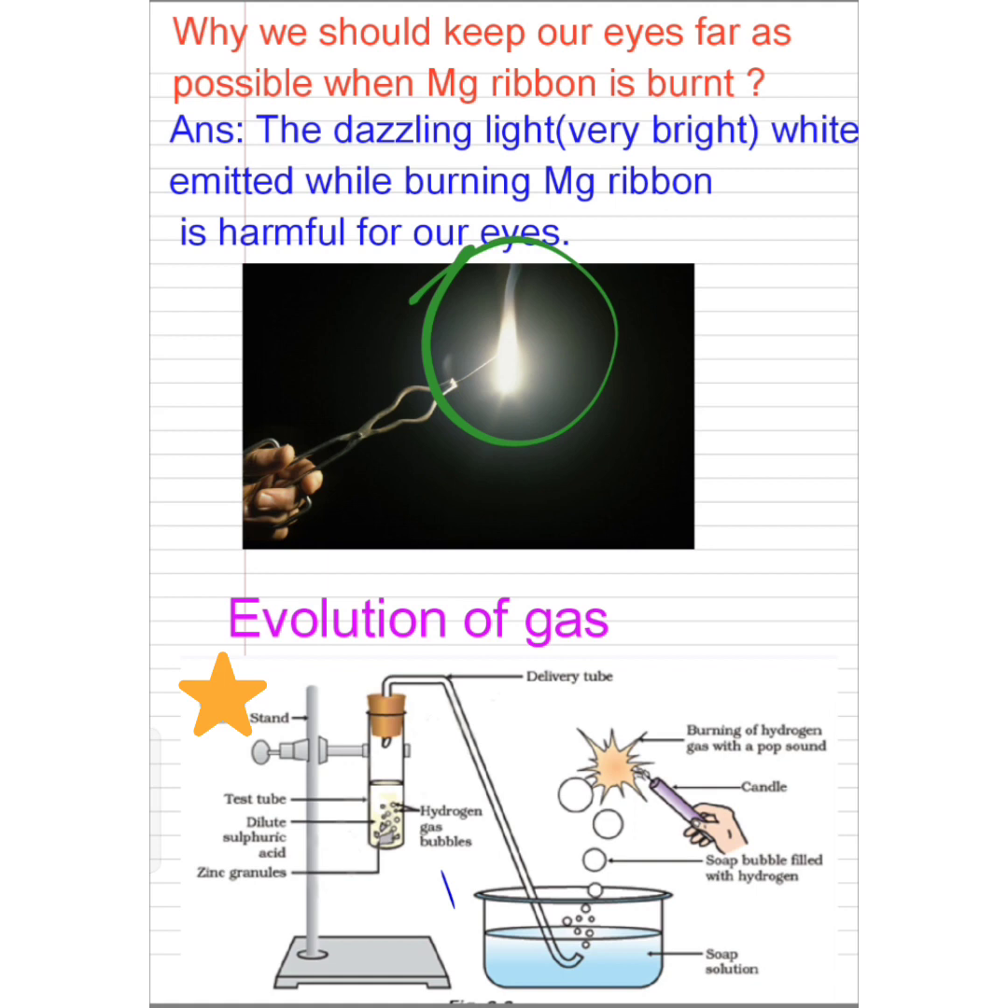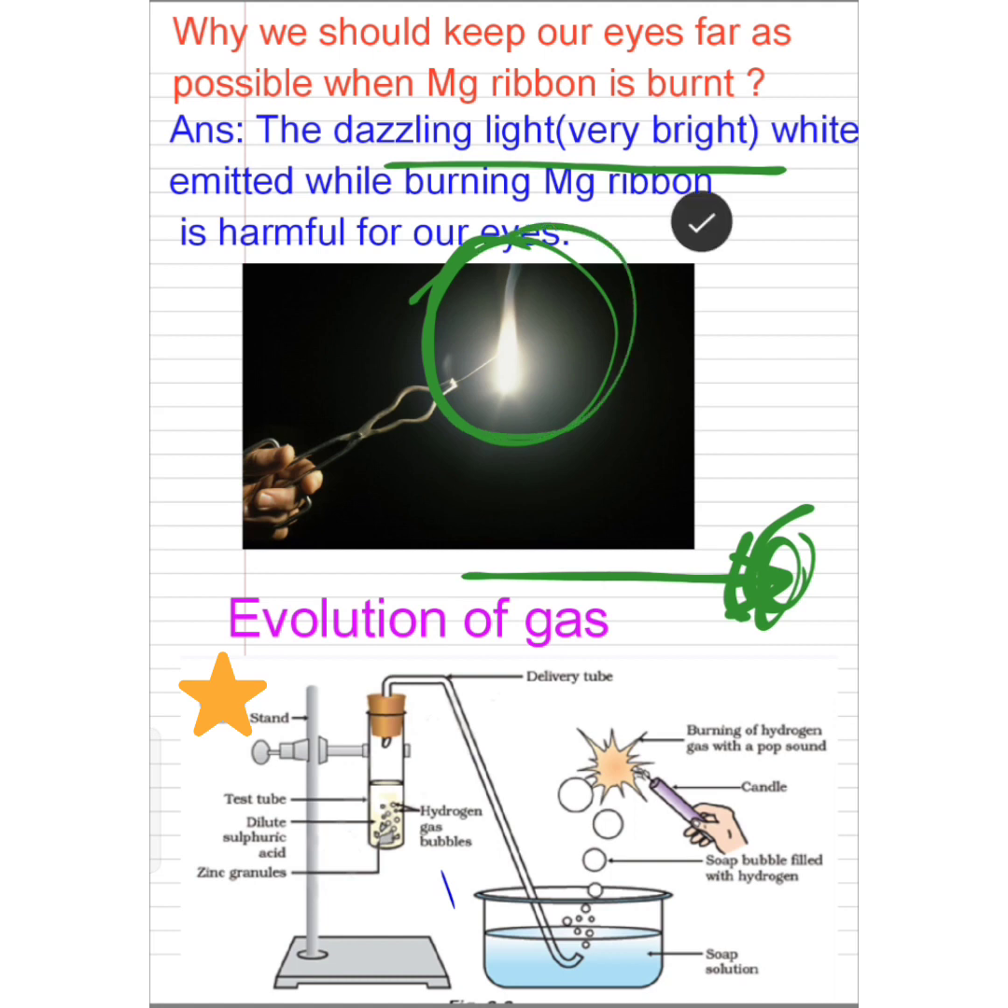As we all know, we have learnt in physics that whenever light enters our eye, it directly hits our retina. So if such a bright dazzling light enters our eye, it will damage our retina or the retina cells. That's why it is advised to keep our eyes far away from this reaction. Another thing we can do is wear dark goggles or black colored goggles, because that will not allow the light to directly enter into our eyes. So this is the reason.